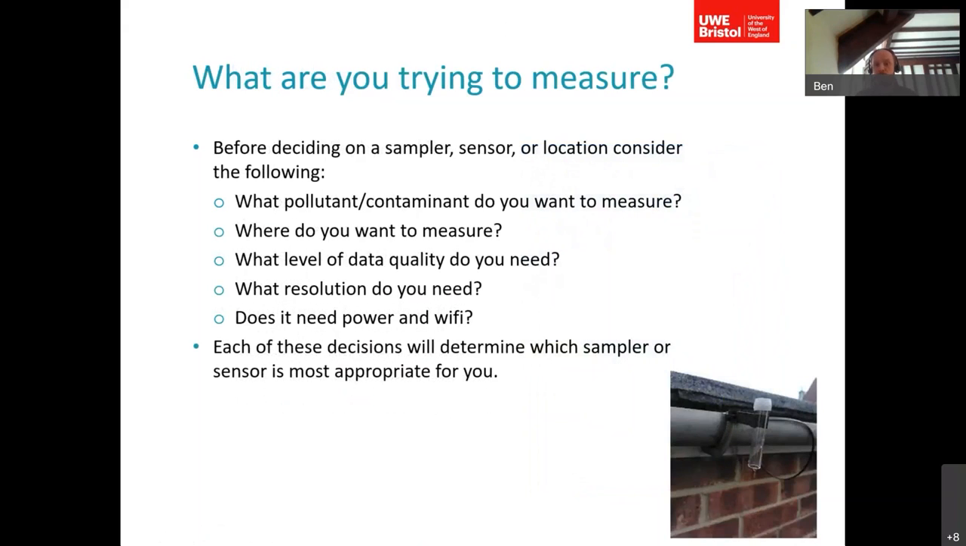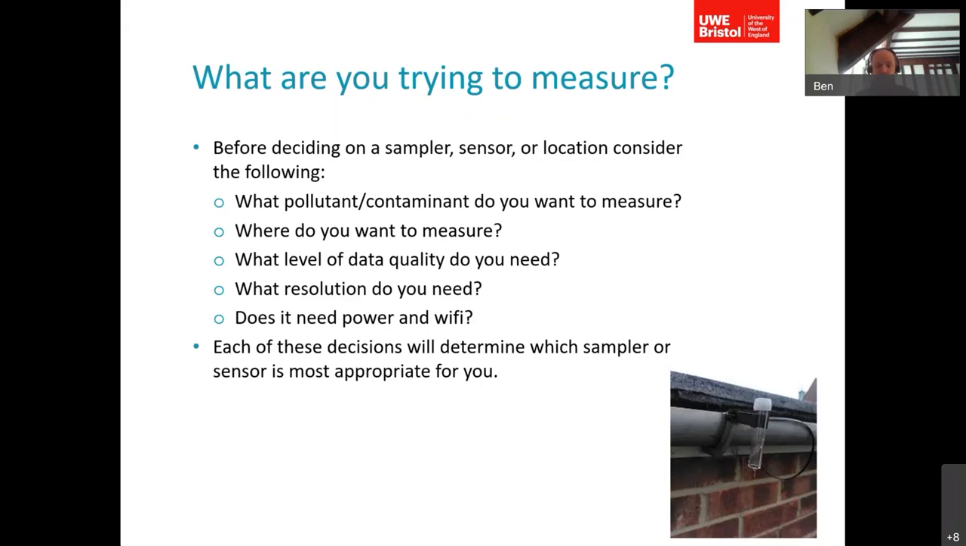So what are you trying to measure? That's really important. Before you decide on the sampler, the sensor, or the location, consider what pollutant or contaminant you want to measure. Where do you want to measure? What level of data quality do you need? What resolution do you need? Do you need monthly data or do you need minute by minute data? And does it need power and Wi-Fi? So all of these decisions you can make with citizens, at least the first four. So citizens can be involved in that decision-making process with you if you are into that type of project.